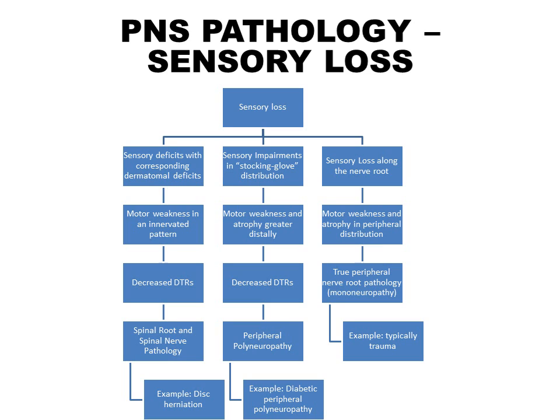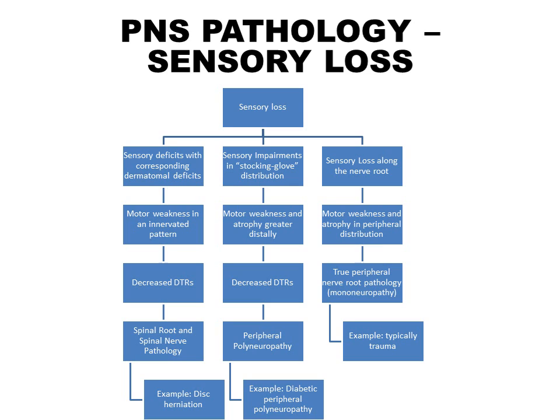So the first thing we're going to test for is sensory deficits in a dermatomal pattern, or along the nerve root, versus a stocking-glove distribution of sensory impairment. The stocking-glove distribution should immediately raise your suspicion of peripheral neuropathy, or especially diabetic peripheral neuropathy. Should you choose to further pursue your diagnosis, motor weakness and atrophy greater distally than proximally and decreased DTRs should strengthen your suspicion of peripheral neuropathy.